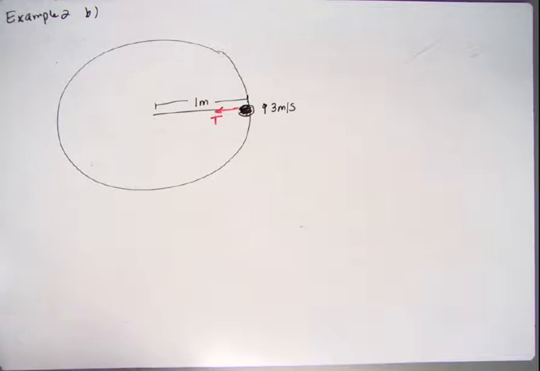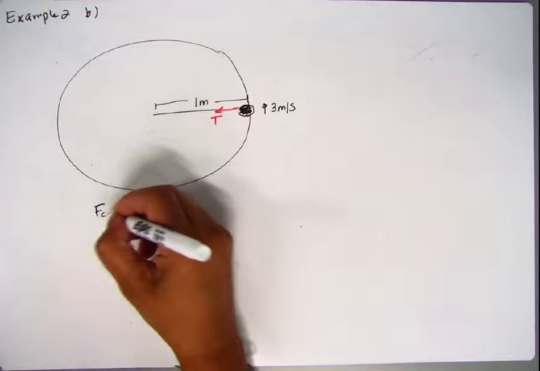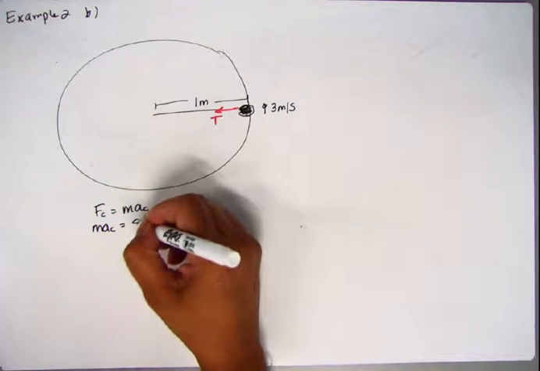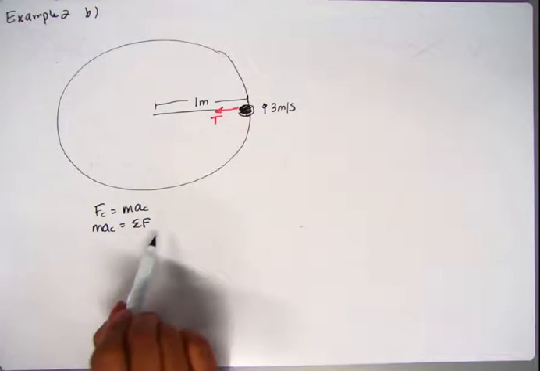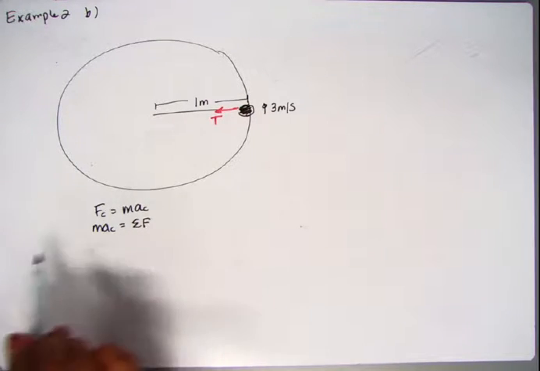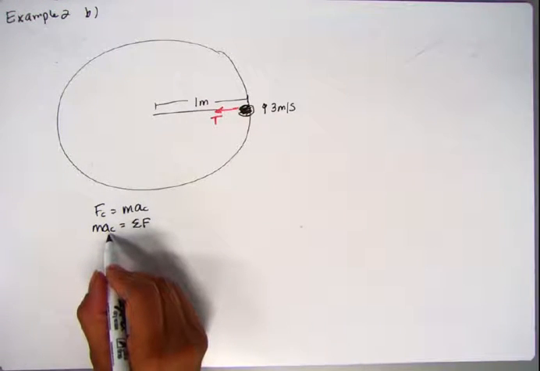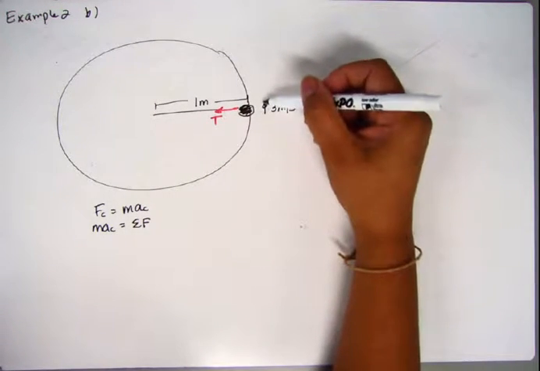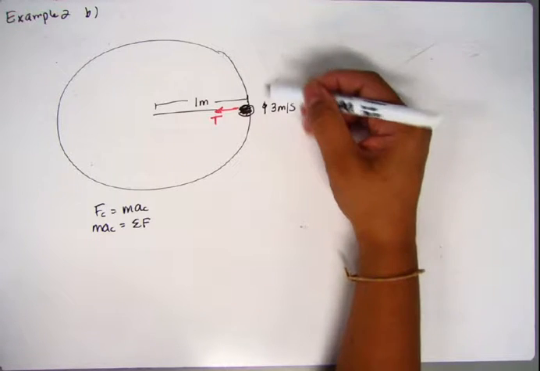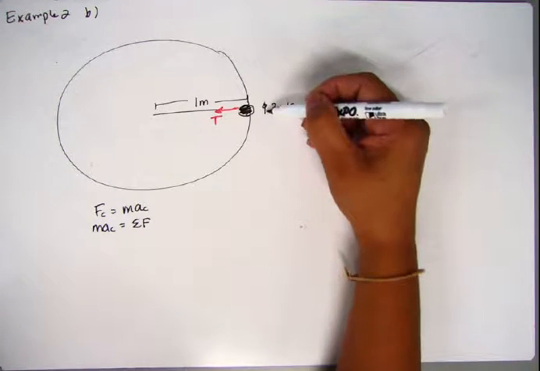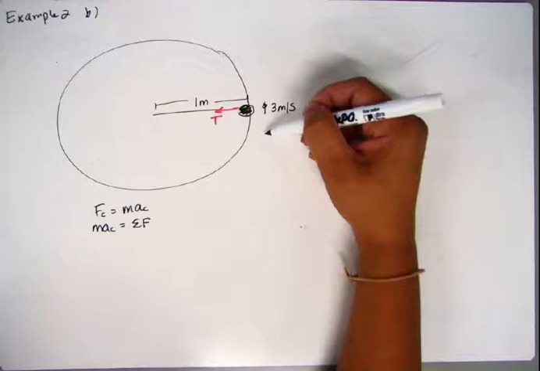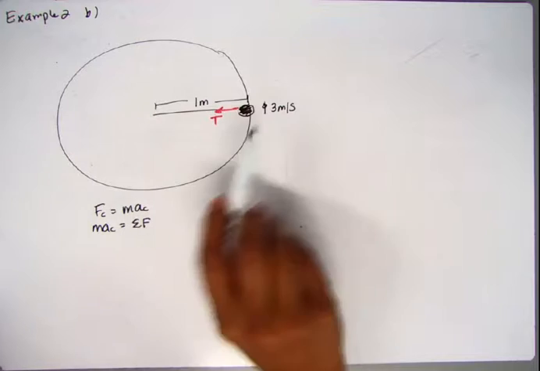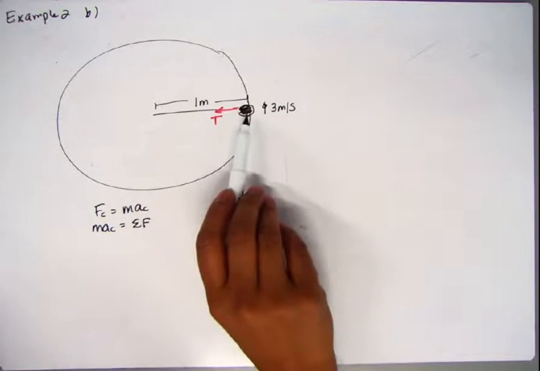And so when we go to solve this problem, we say FC equals MAC. MAC equals the sum of the forces. I can't emphasize enough that the physics of circular motion is exactly the same. All that's different is we have a new type of acceleration. If the net force was parallel to the direction this object was moving, it would either speed it up or slow it down. But since it's perpendicular to the direction the object is moving, it does not actually change the speed, it only changes the direction.